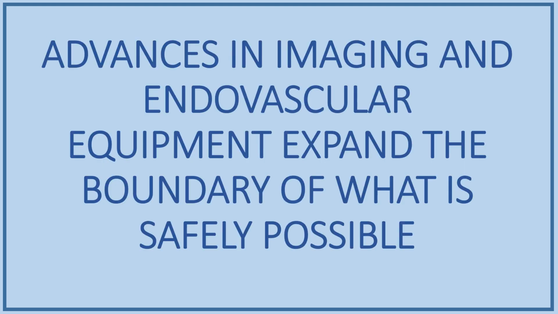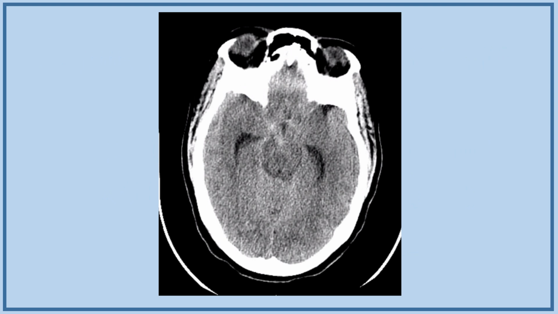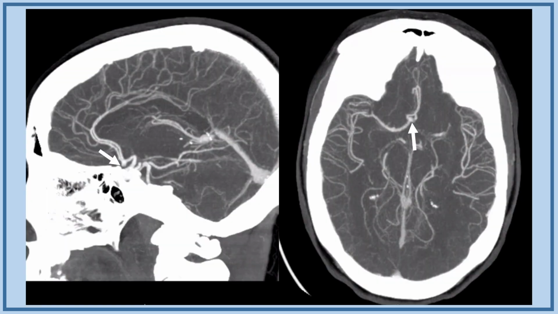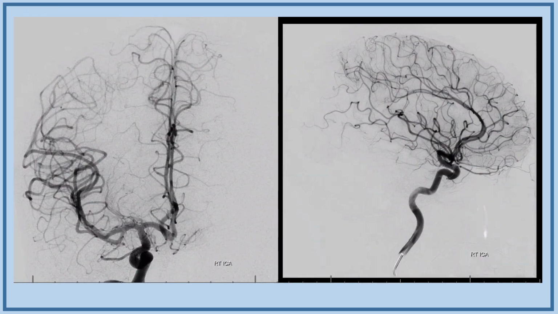The topic of this presentation is right here. Yes, it does sound a little bit corny, however, you will see for yourself. Here's a patient presenting with a typical subarachnoid hemorrhage. A CTA demonstrates what appears to be a rather small anterior communicating artery aneurysm.